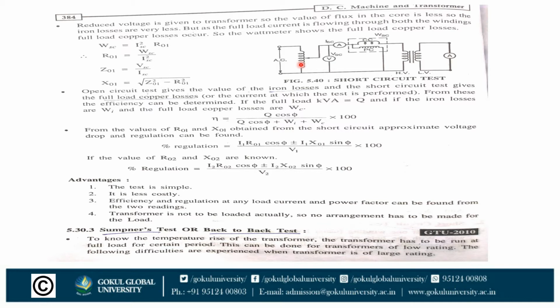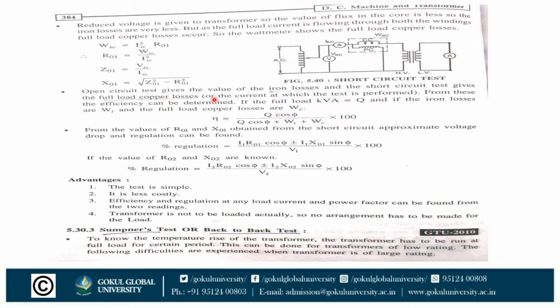Okay, so WSC is equal to ISC square into R01. So R01 is equal to WSC by ISC square, Z01 is equal to VSC by ISC, and X01 is equal to under root Z01 square minus R01 square.